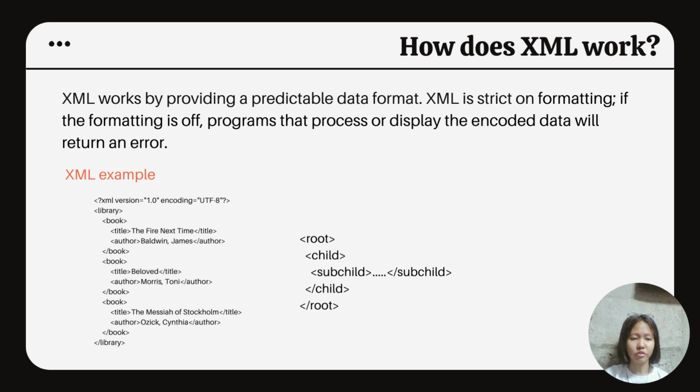For example, the root element is library. The root element contains other elements that define the different parts of an XML document. In the example, the root element contains book elements, which consist of two elements, title and author.